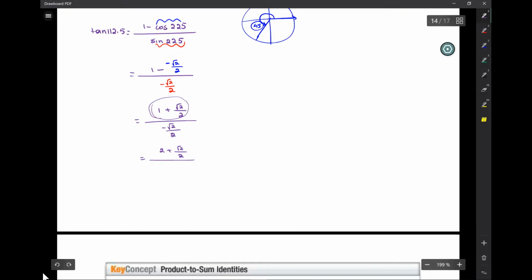Oh, I'm sorry. 2 over 2. So 2 plus root 2 over 2, over negative root 2 over 2. Now you can cancel out the bottom 2's. So this is 2 plus root 2 over negative root 2. That's the answer.